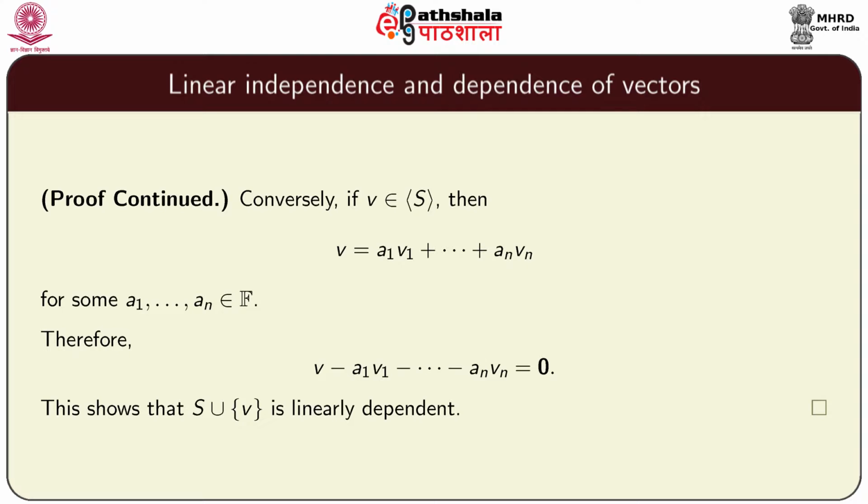Therefore, a simple rearrangement shows that v minus a1 v1 minus a2 v2 etc. up to minus an vn must be the 0 vector. You can see that this is a non-trivial linear combination of vectors giving rise to the 0 vector of the vector space V. And why is it non-trivial? Because the coefficient associated with the first vector v is 1. Therefore, the set S union singleton v is linearly dependent over the field F.